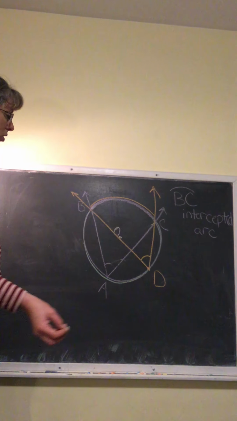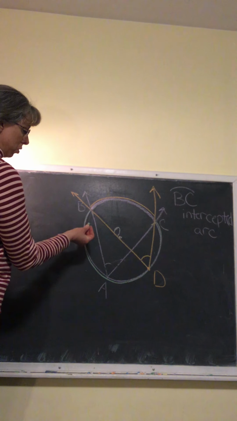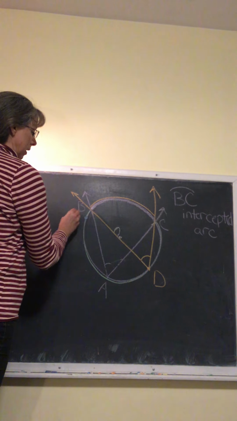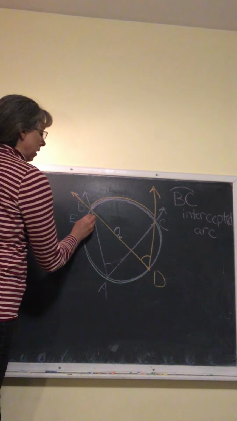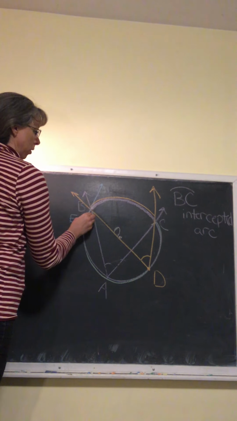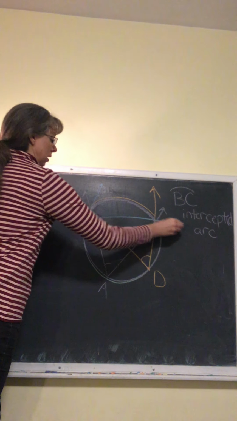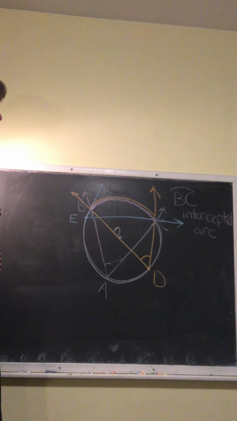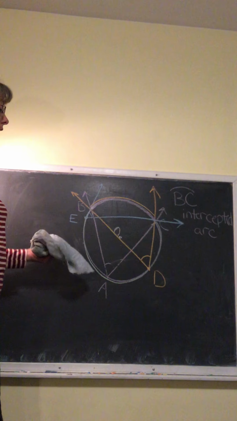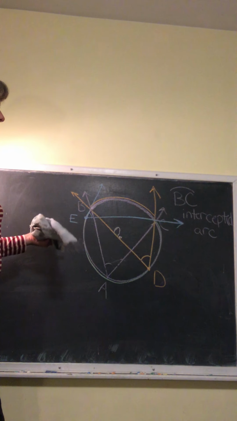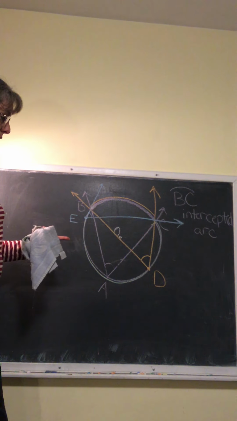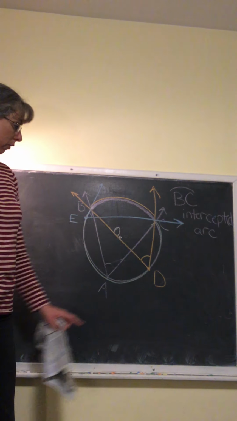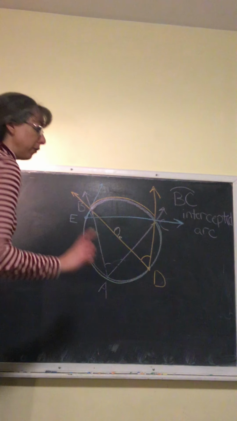And then we can choose another point. It could be really close to one of those points. It could be right here. We'll call that point E. If I have point E and it intercepts that same arc BC, then because it intercepts the same arc and an inscribed angle is equal to half the size of the intercepted arc, then angle E also equals angle A and angle D. All right, that's the first corollary.